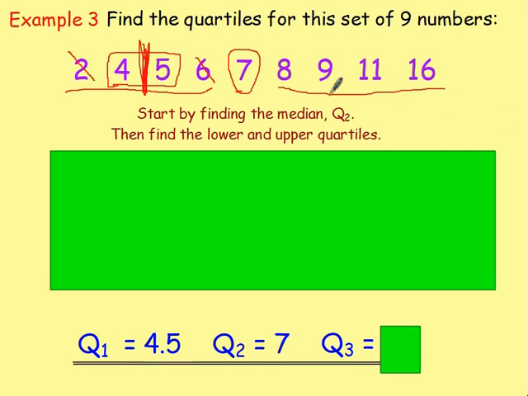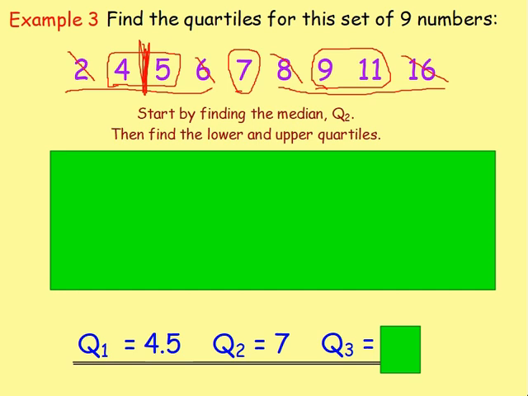For Q3, we've got 8, 9, 11, and 16. So we need to find the number that's in the middle of the 8, 9, 11, and 16. So, cross off 1 from the left and 1 from the right hand. We've got the 9 and the 11. In the middle, it's 2 numbers. Once again, it's 2 numbers.